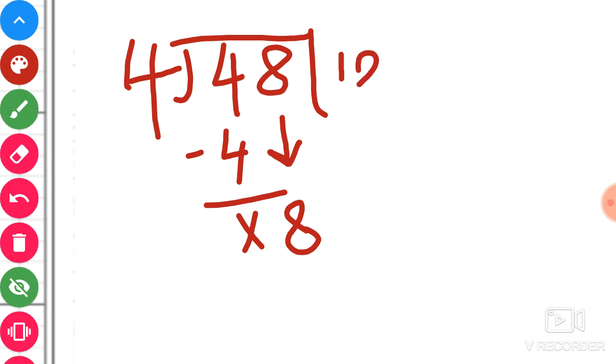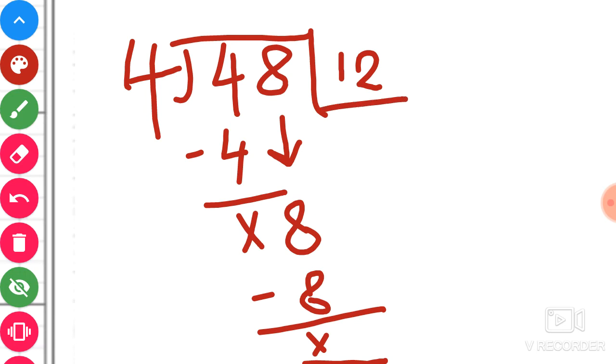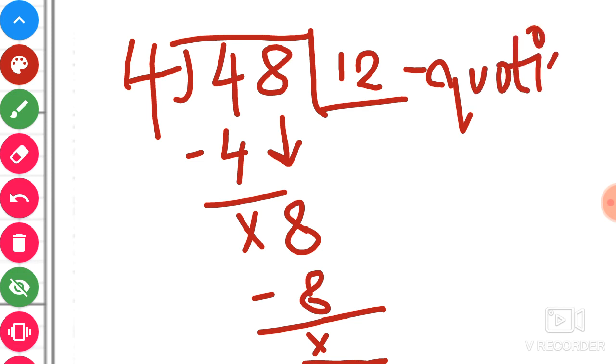2 times. So 4 2s are 8. Now we will subtract 8 from 8 and we will get a cross here. So our answer is 12. This 12 is our quotient. Okay.